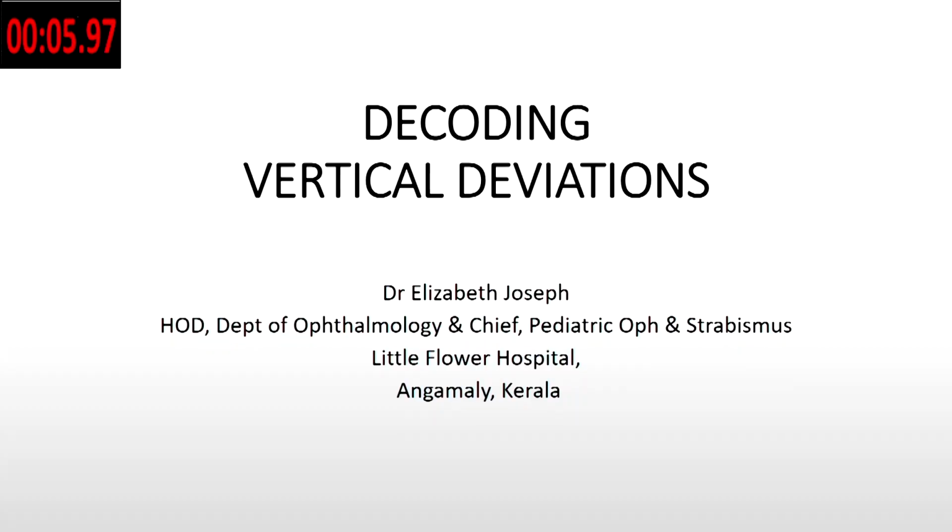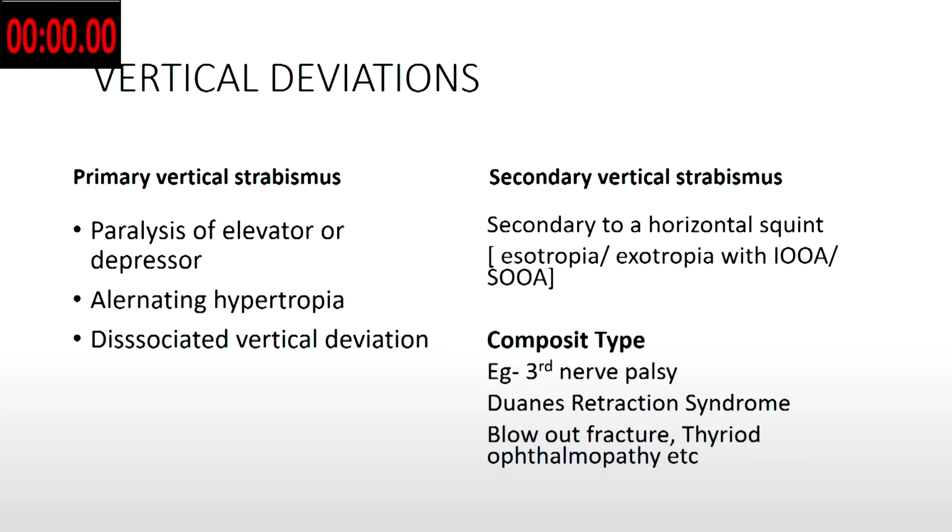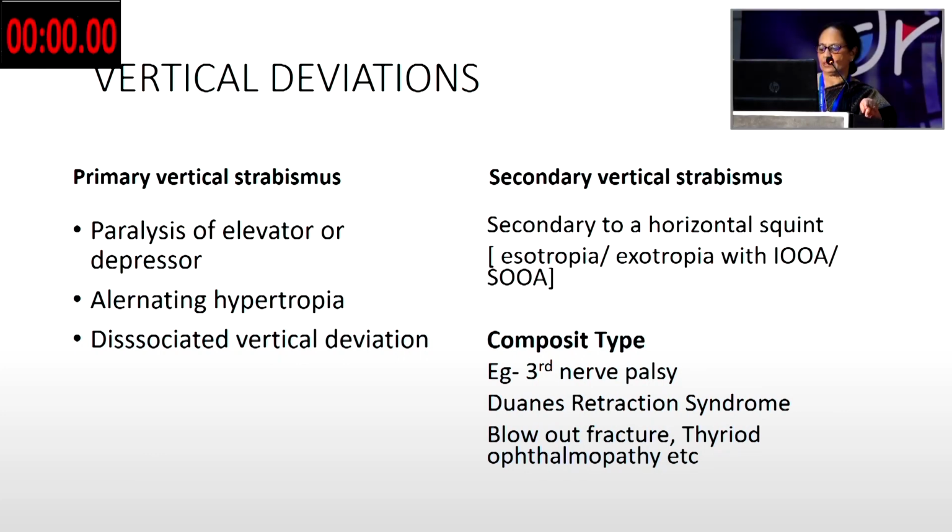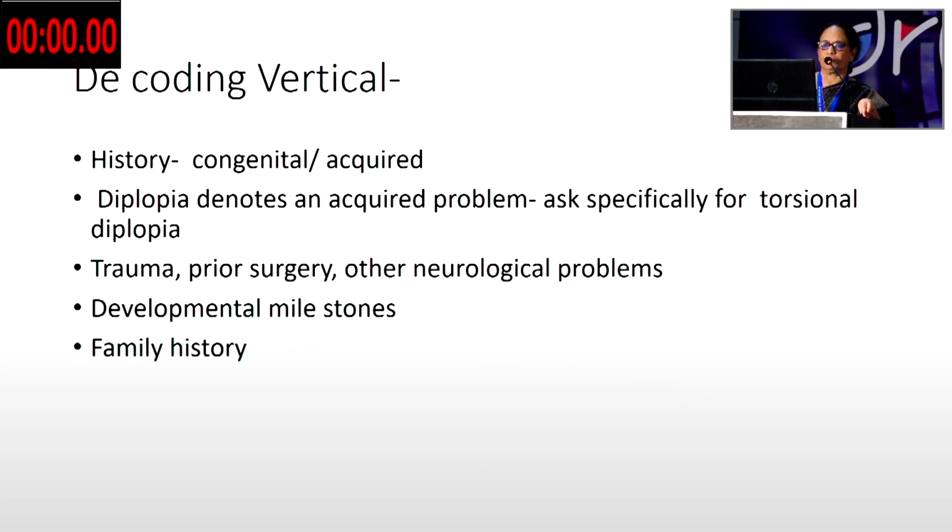Good afternoon, everyone. I hope this is a crowd of Strabismus interest group. Welcome, everyone. I'll be discussing how to decode a vertical strabismus. All of you know that vertical deviations can be primary, secondary, or the composite type due to third nerve palsy, Duane's retraction, monoelevation defect, etc.